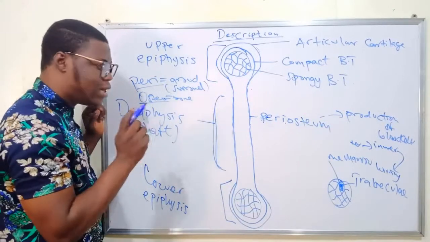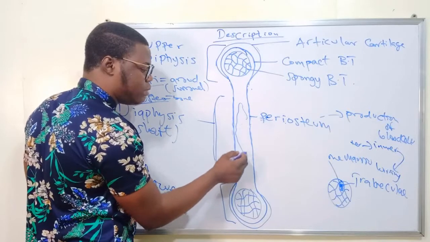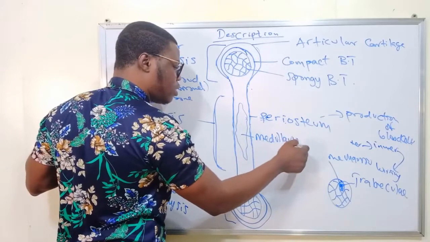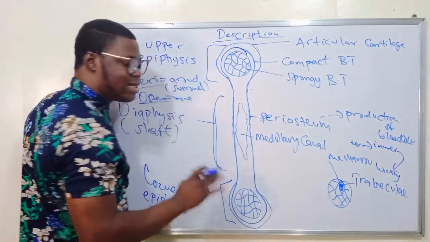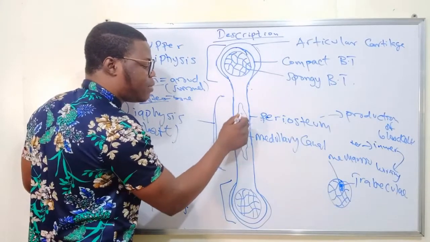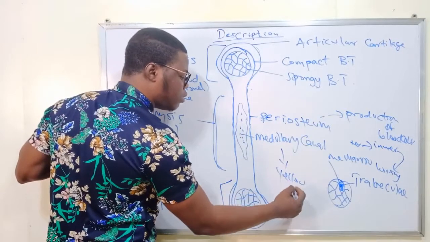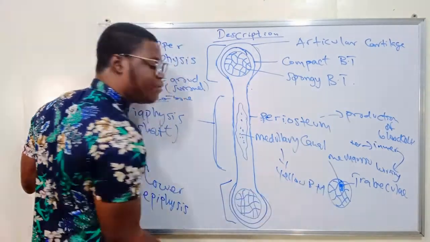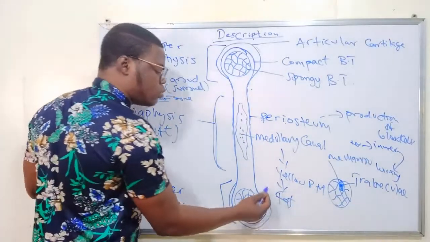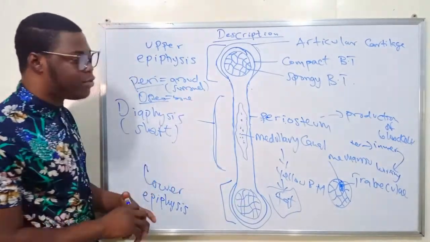Periosteum. Now, the diaphysis houses a structure called the medullary canal. Medullary what? Medullary canal, or you can call it the medullary cavity. As simple as that. This medullary canal contains yellow bone marrow. It contains what? The yellow bone marrow. The function of the yellow bone marrow is to store fats and some other things like vitamins. So the function of the bone marrow is to do what? To store fat.